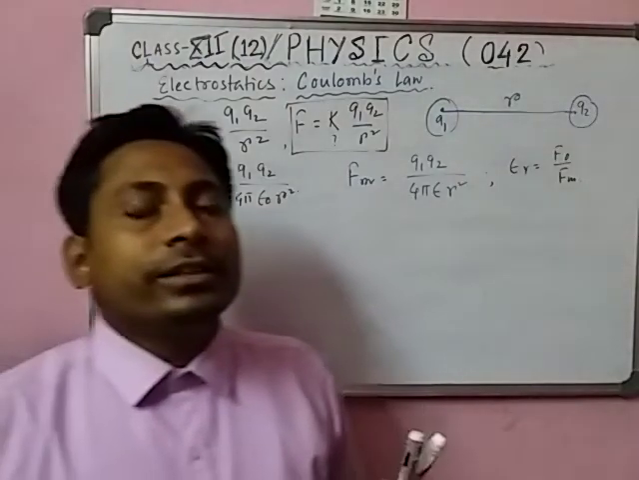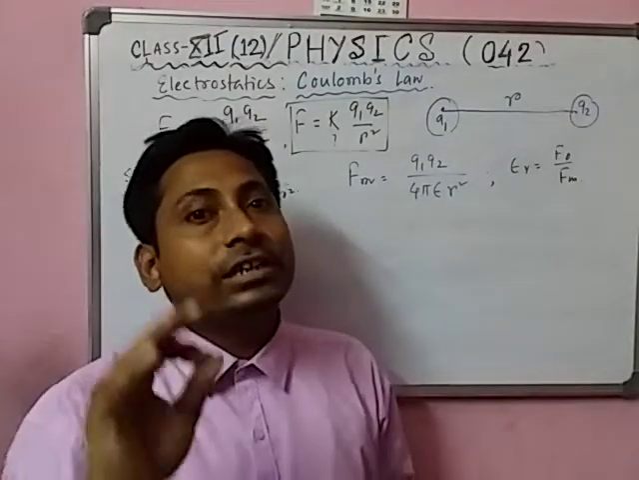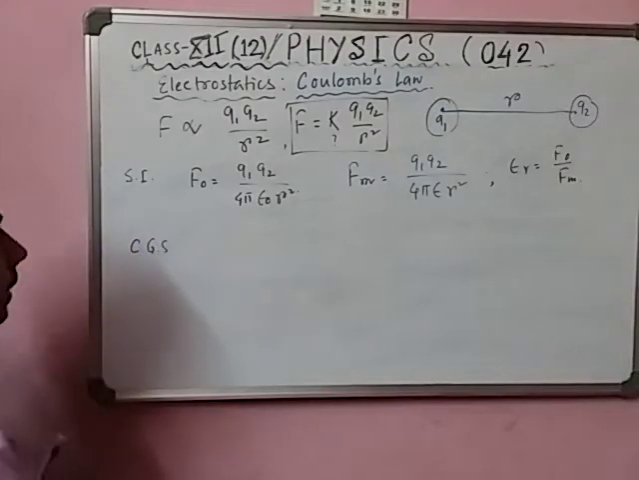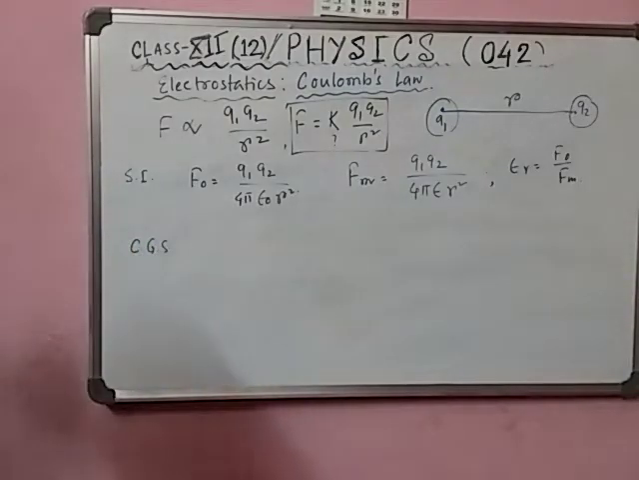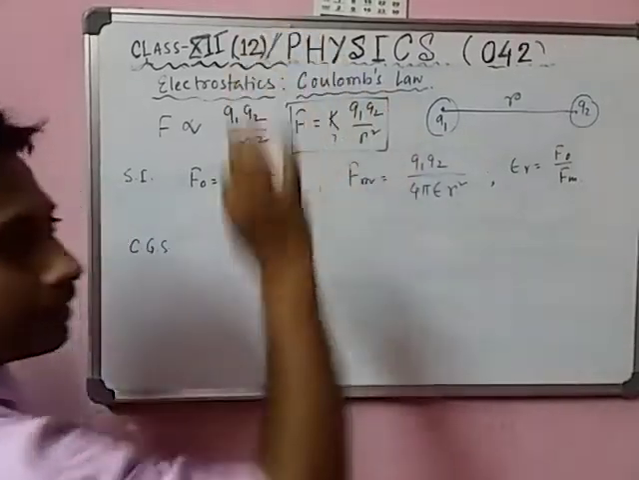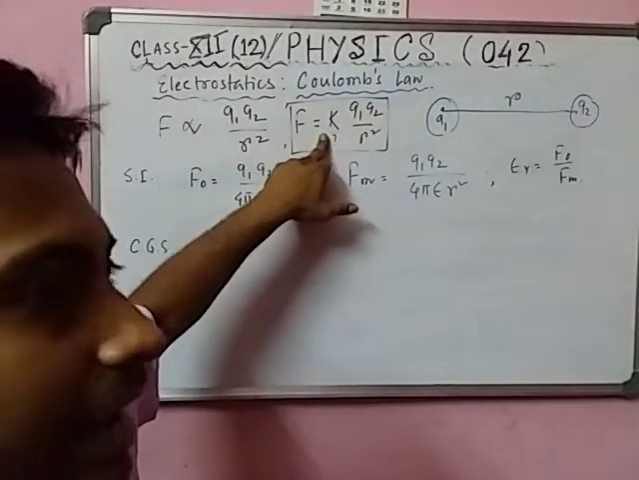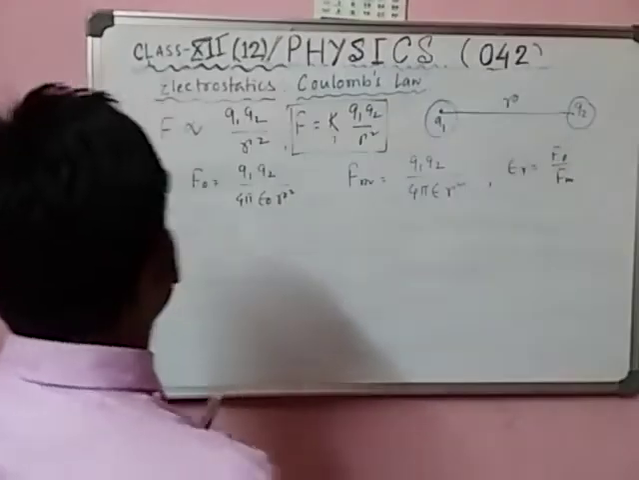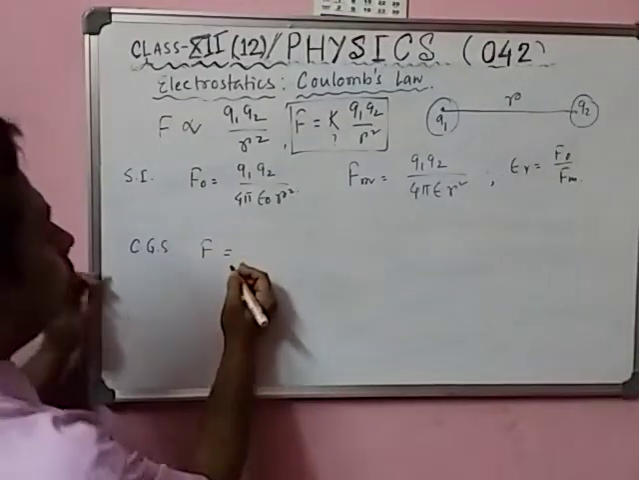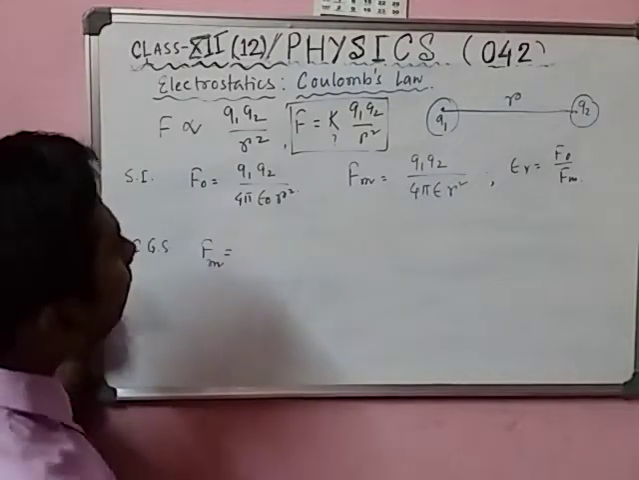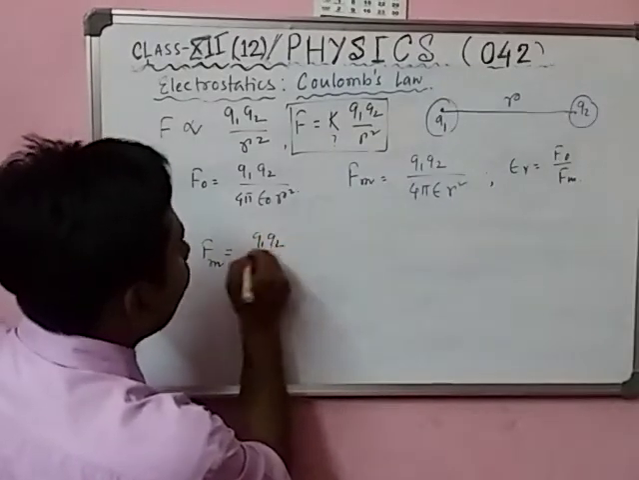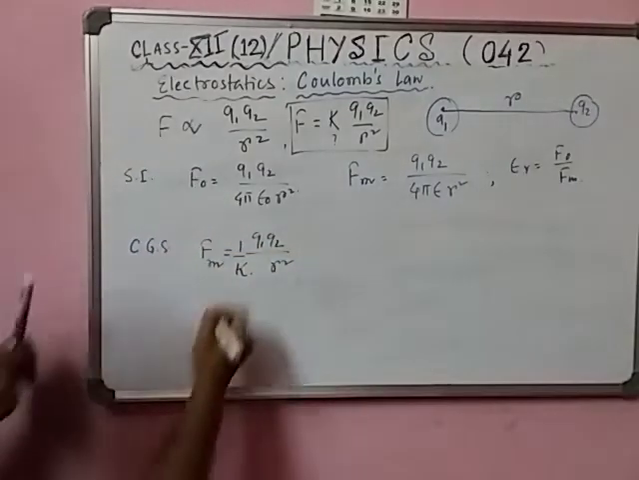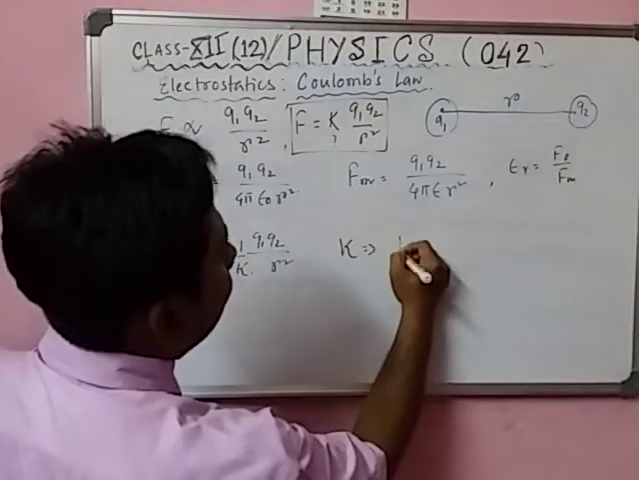Now the student question is how you can write it for CGS. For the CGS system, you just put K here as a constant. You can treat K as the dielectric constant. So if there is a medium, Fm is equal to 1 times Q1 Q2 by r square, and there, 1 by K. Here K means the dielectric constant.